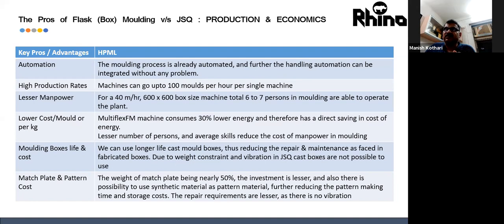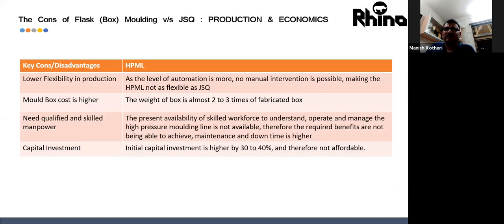The other advantage is the match plate is smaller in high pressure molding because it works with a bolster support principle. So if I have a greenfield project, you may invest more in the mold boxes, but you can save a good amount, almost 50% in the pattern cost. So these are some advantages.